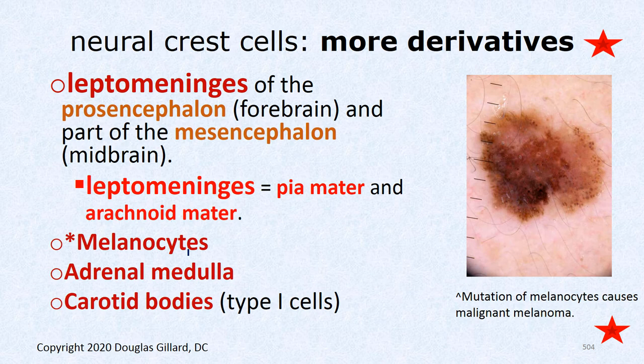The leptomeninges. What in the heck are the leptomeninges of the prosencephalon and the mesencephalon made from neural crest cells? The leptomeninges is a fancy way to say pia mater and arachnoid mater. Those two layers are pretty much stuck together. There's a potential space between them, but they're pretty stuck together. So if you want to say pia mater and arachnoid mater with one word, you can say leptomeninges. The dura mater and the arachnoid are not stuck together in the same way. There's a space between pia and arachnoid mater, the subarachnoid space, right? But the leptomeninges are those two. The dura mater is much tougher and is not one of the leptomeninges.